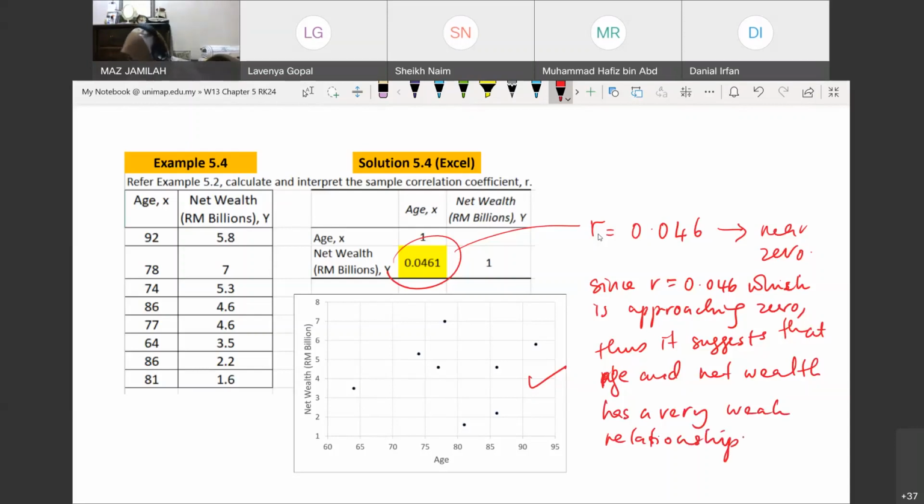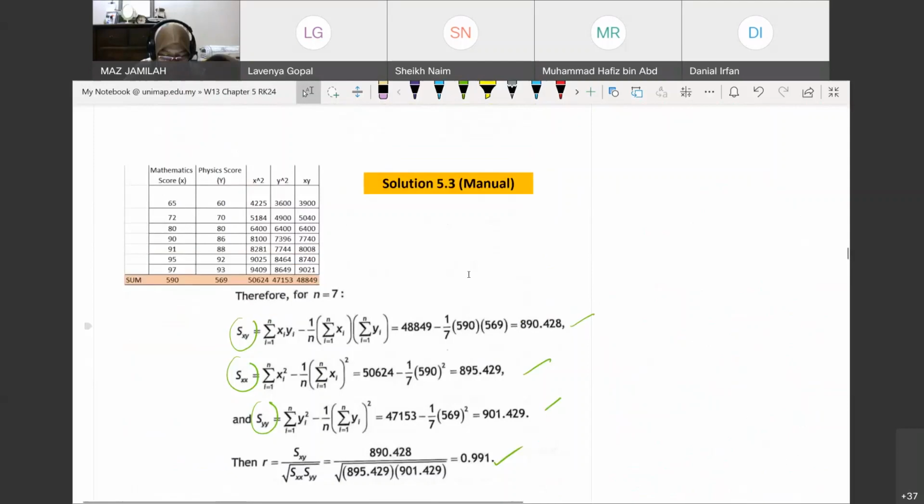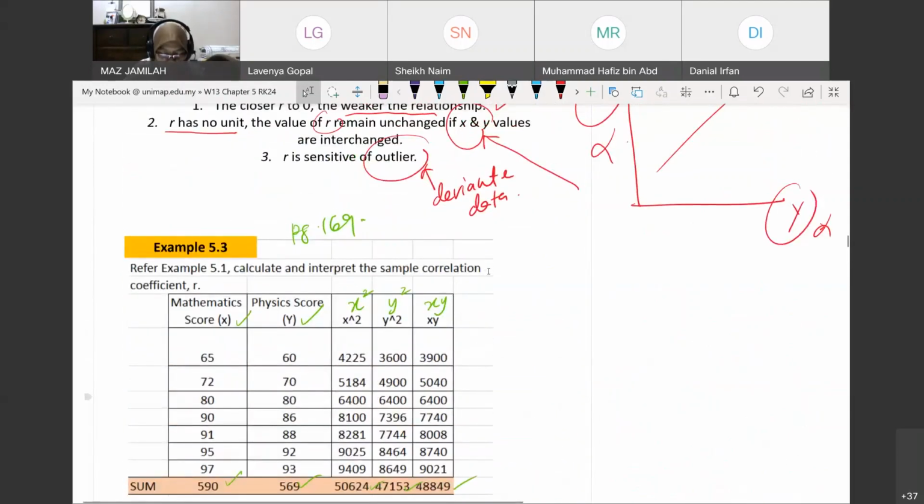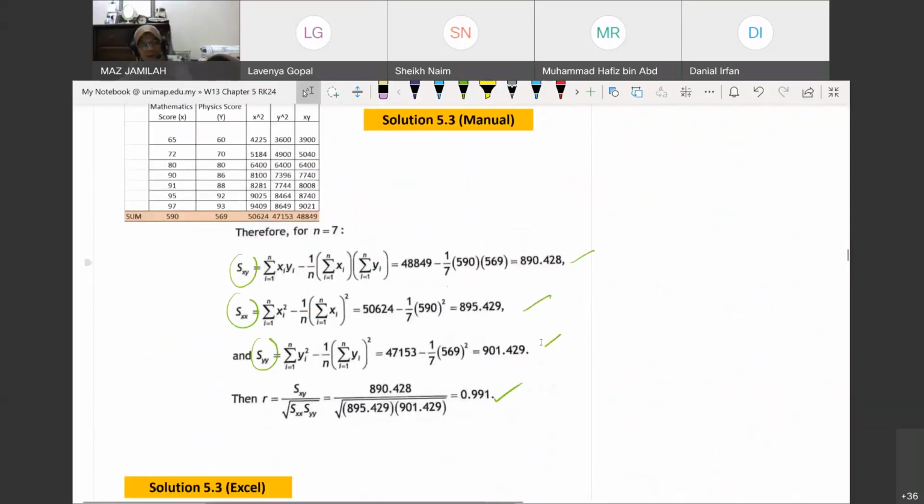Okay, very weak relationship. So that would be your interpretation for your R equal to 0.046. So that will be example 5.4. And then, how would we know that our calculation is correct? Since we are just using our R to help us out in terms of interpreting whether we have a strong or weak relationship, apart from what we call direction.